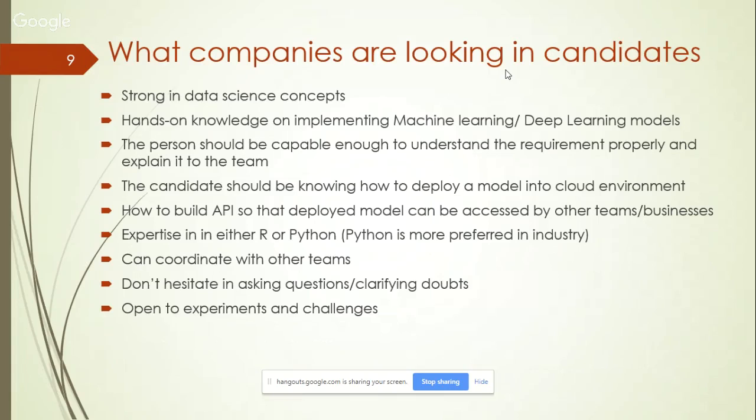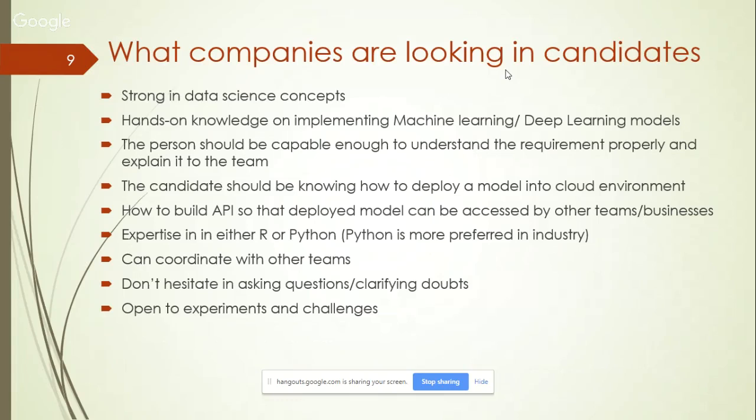The person should be capable enough to understand the requirement properly, because if the requirement is not clear, then whatever I'm going to make is going to be garbage. So they are looking for a person who should be very good in communication skills, who should be interactive, and who should interact with all kinds of people. Reserved people do not have any place in data science, because if I am reserved, then whatever model I make will never get integrated with any of the systems, and that's a major problem.